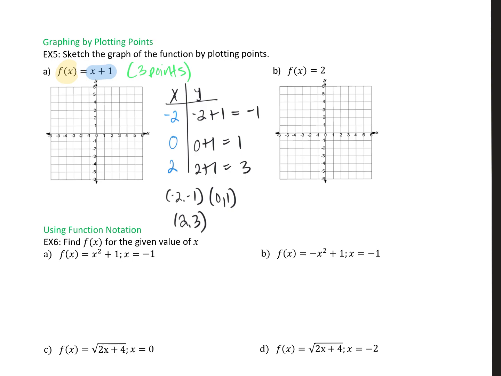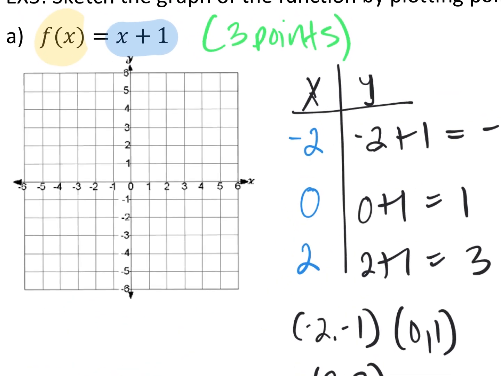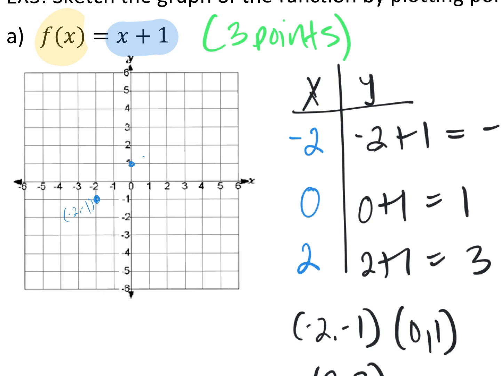Negative 2, negative 1. Let me do it a little bigger so we can see this. Negative 2, negative 1. And then, again, please remember to label your points. 0, 1. And then 2, 3. Okay, again, just 3 points for the linear ones. Draw in your arrowheads and your line.